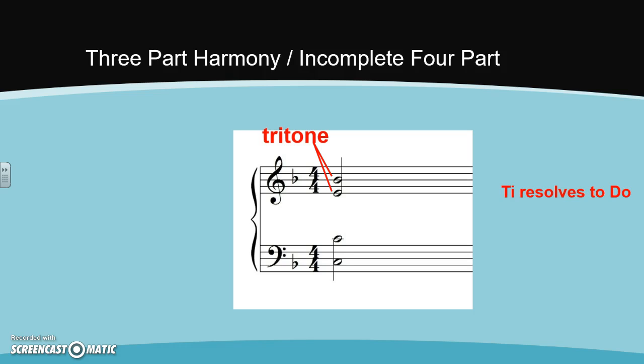Ti is always going to resolve up to Do. Remember, we need that leading tone. Ti, Do. The other way you want to resolve the tritone is resolve Fa down to Mi. So, Sol, Ti, Re, Fa, Fa, Mi. You want to make sure Fa resolves down to Mi.